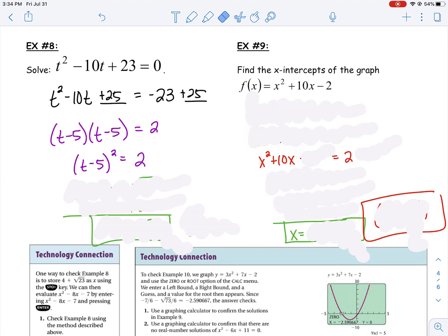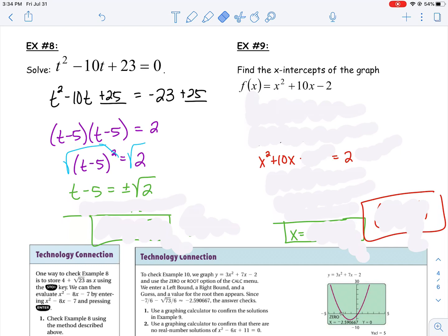And now we can use our principle of square roots, and we can square root both sides to get rid of that square. Remember, the square and the square root cancel. Do you also remember the other rule anytime we square root? Yeah, make sure you add plus or minus. So I end up with t minus 5 equal to plus or minus the square root of 2. Now, square root of 2 can't be broken down any farther, so I'm going to go ahead and leave it like that. But I'm not quite finished solving for t.